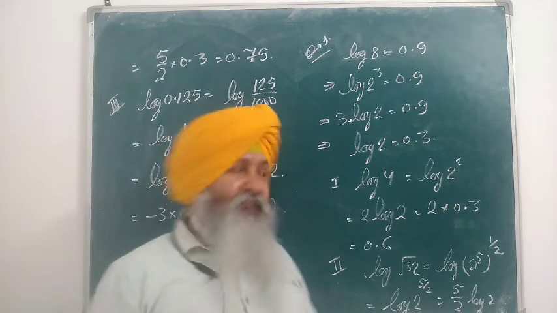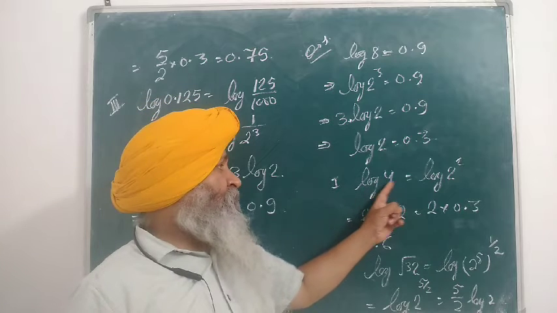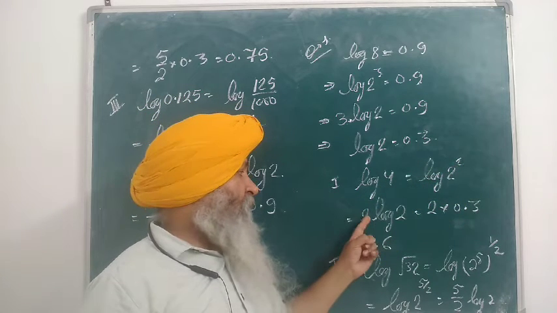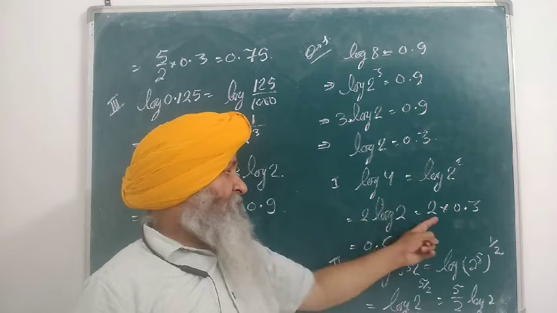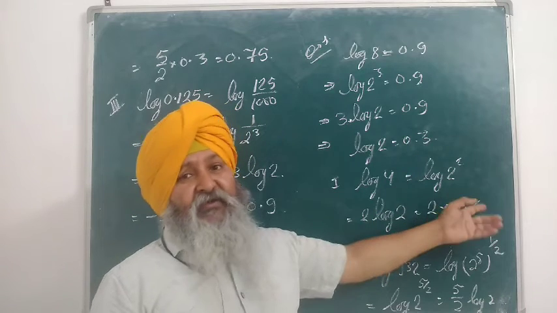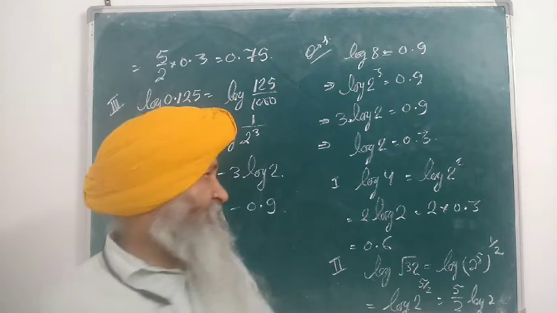Now let us come to my first part. My first part is log 4. Again let me go for the prime factorization, 2 square. In log, the power comes forward. Now this 2 as it is. Log 2's value we already found out, 0.3, and it is a very simple multiplication. Your answer is 0.6.